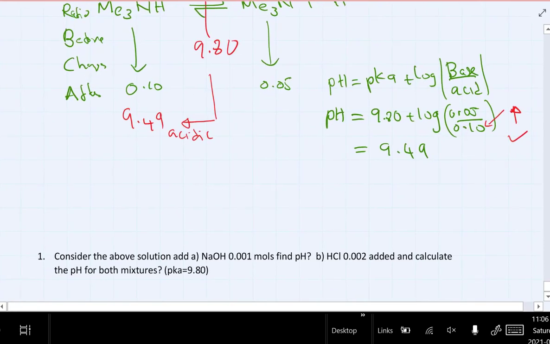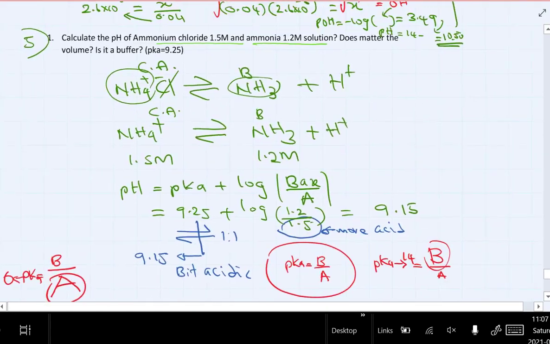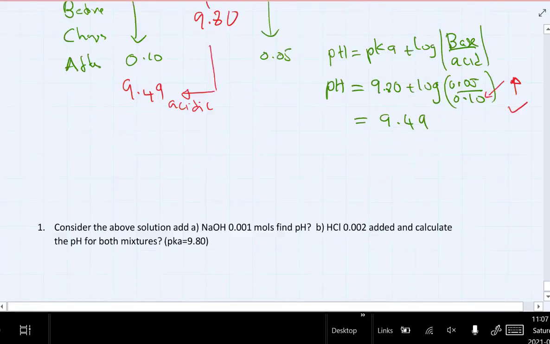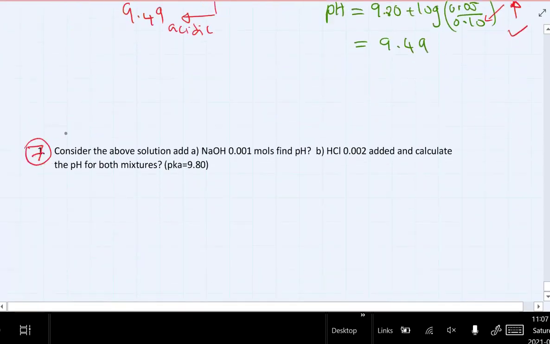So that means it's on the acidic side. Why? Because the acid is more than the base, right? We can see which side it's swinging into, right?